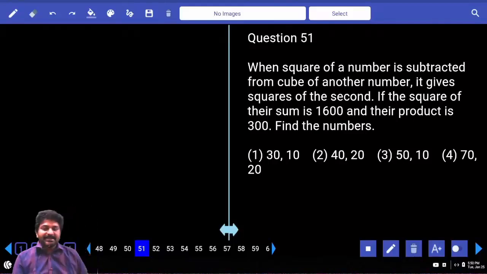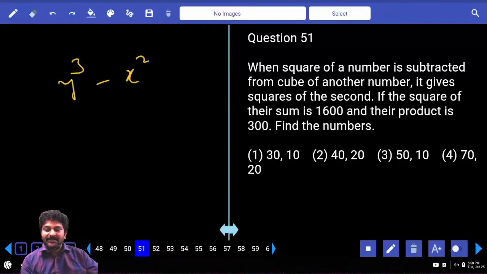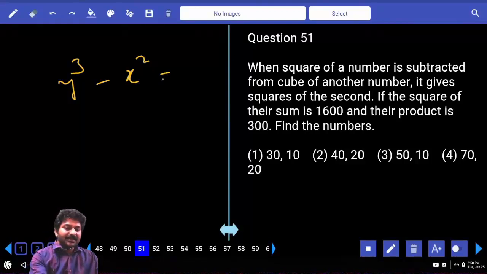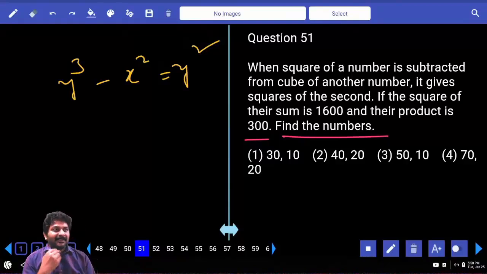When the square of a number is subtracted from the cube of another number, so x square is subtracted from y cube, it gives the square of the second number. This is equal to y square. The square of their sum is 1600, their product is 300. Find the numbers. So it is very clear that the product of those two numbers is 300.